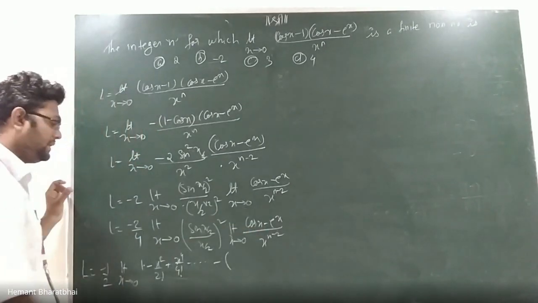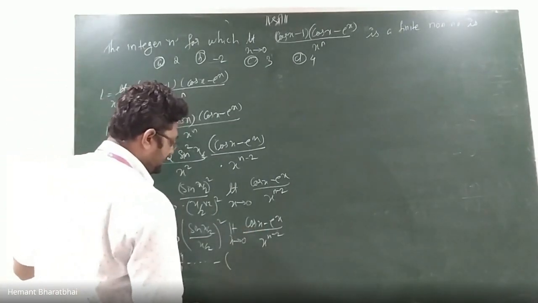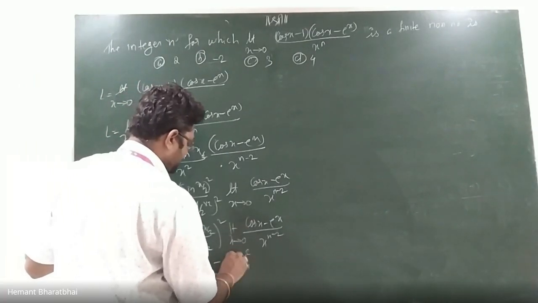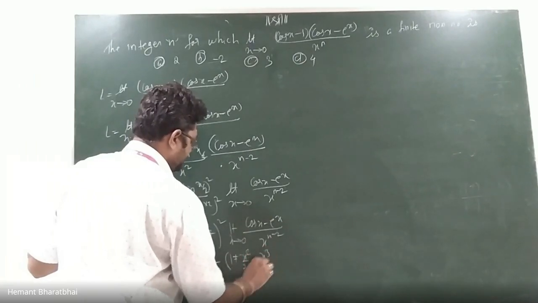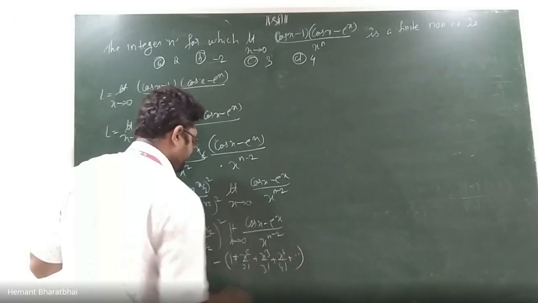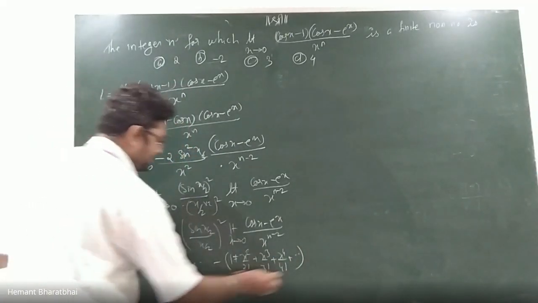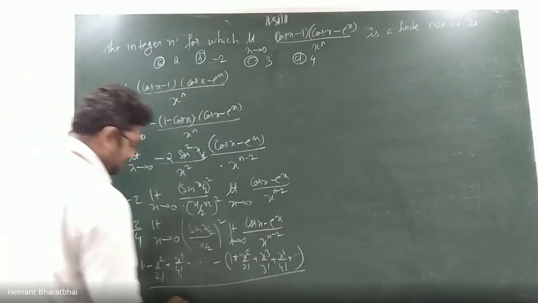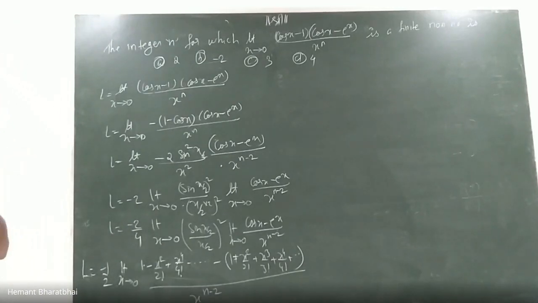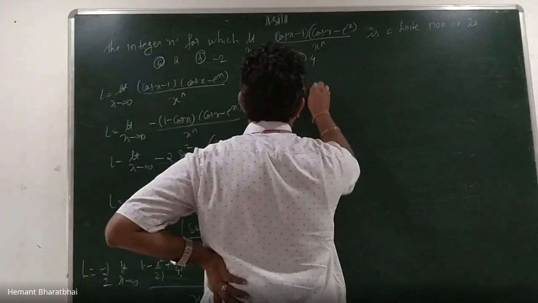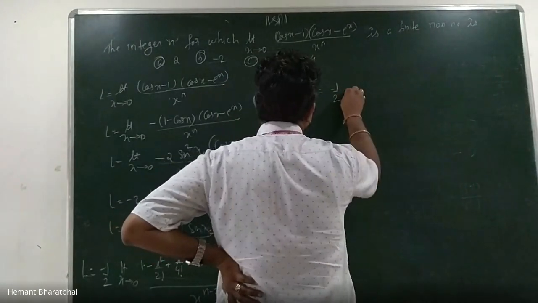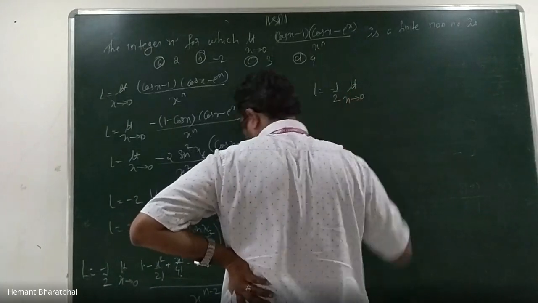The e raised to x series was, what was the e raised to x series? 1 plus x plus x square by 2 factorial plus x cubed by 3 factorial plus x raised to 4 by 4 factorial and so on. This was the series of e raised to x, the whole upon x raised to n minus 2. And this minus 1 by 2 is there only, that is equal to minus 1 by 2 times limit of x tends to 0.